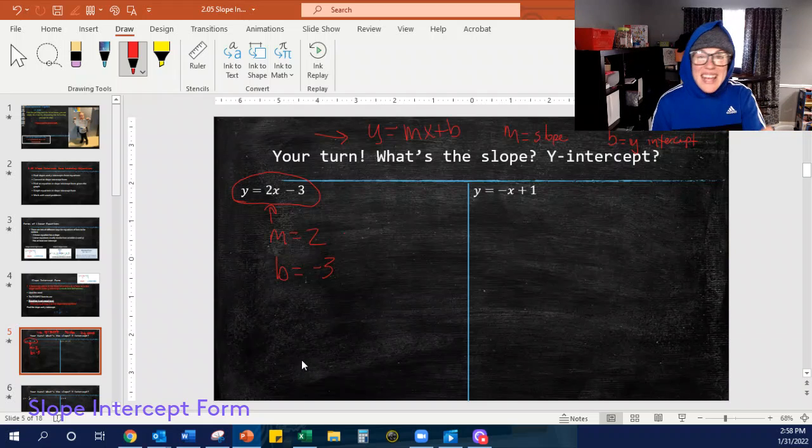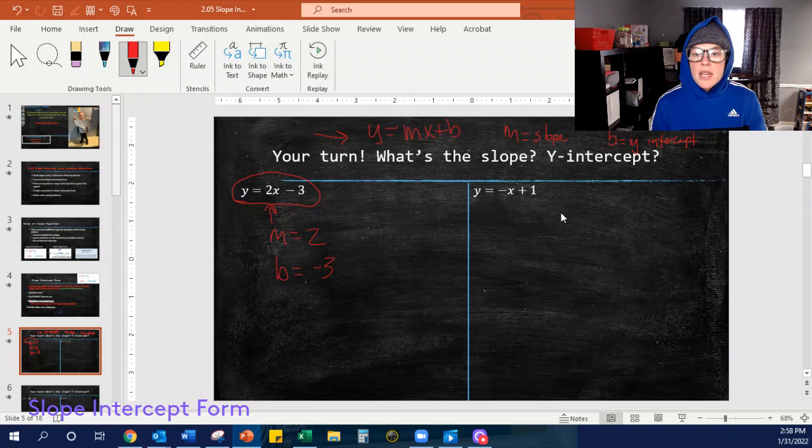Now I can take that information and graph a line really quick. I put a point at negative 3, and then I use my slope of 2 over 1. Remember, a whole number can always go over 1, rise over run. I go up 2, run 1, up 2, run 1, and that's going to make my line for me.